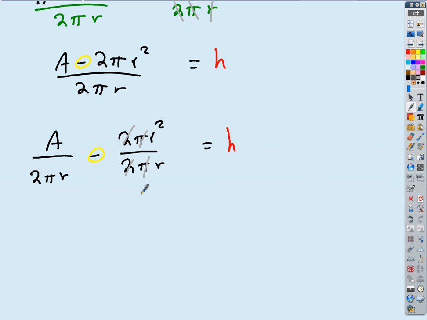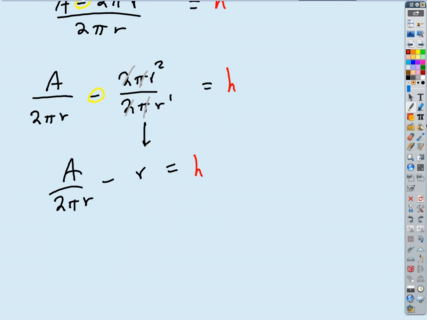Remember my rule back from Algebra 1? If I divide like bases, I subtract exponents. Remember that? So then this would all become a over 2 pi r minus all that stuff would just become an r. And that equals h. So really, in my opinion, this is probably a better answer, but don't worry about doing that for now. We'll get to that stuff later.